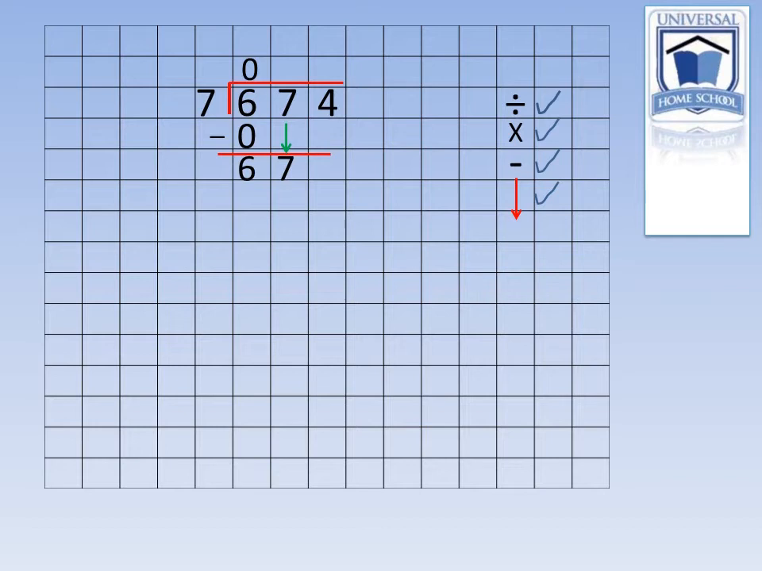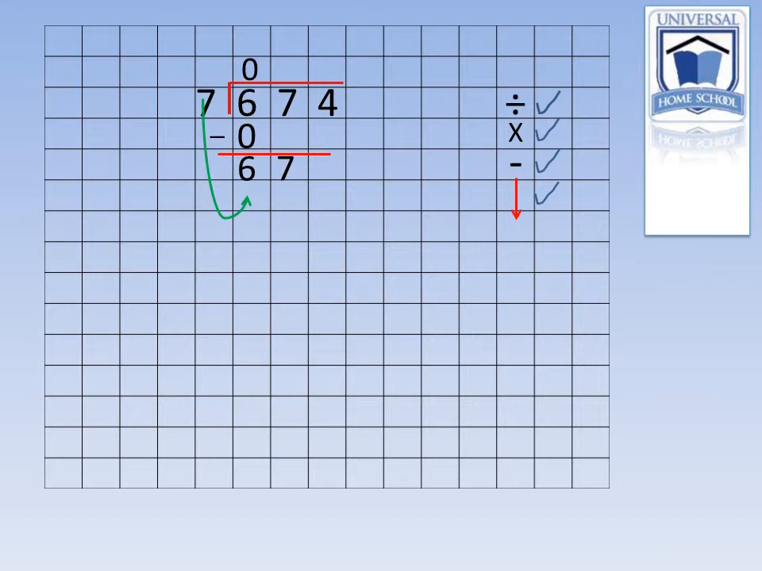So now it's how many 7s are in 67? Alright, well, how do we do this? We're going to work it out in our head. Now, by this stage, you should know your timetables. You're going to think of the 7 times tables, and you're going to figure out how many 7s are in 67. Okay, so it's like 6 times 7, or 7 times 6 equals 42.